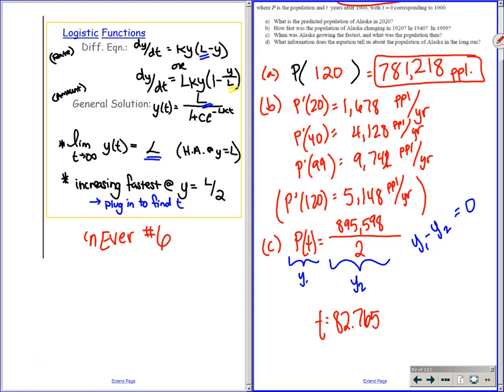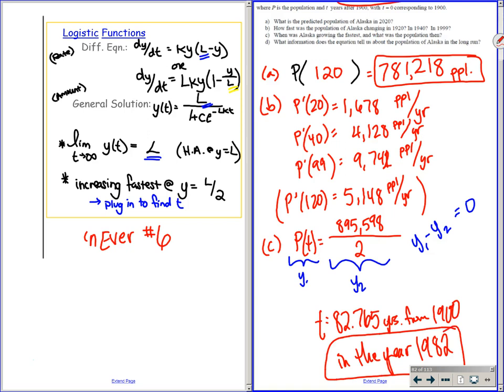That would be years. So when? Well, when would that be? 1980s? 1982-ish, right? Are we figuring out exactly what month and day? No, we're just saying in the year 1982 in the context of the problem. True?